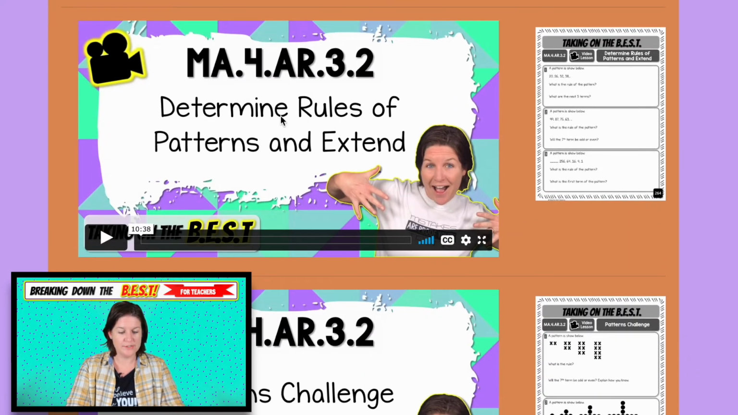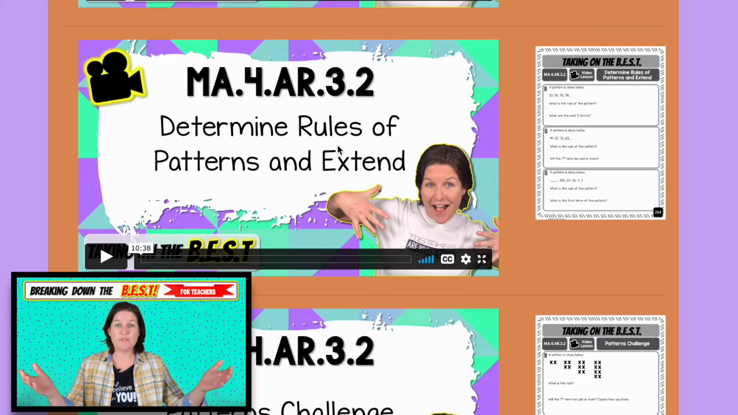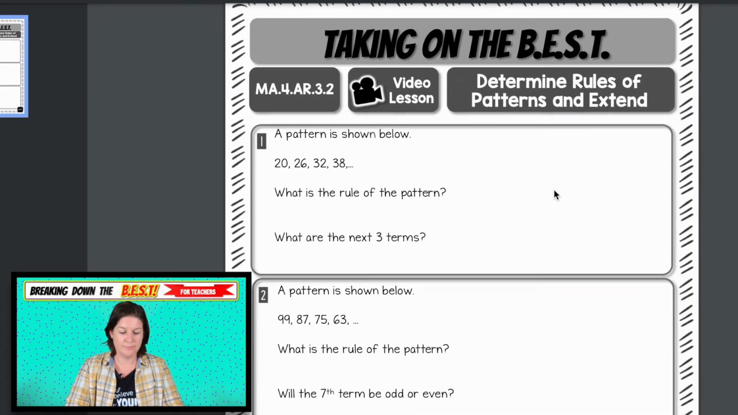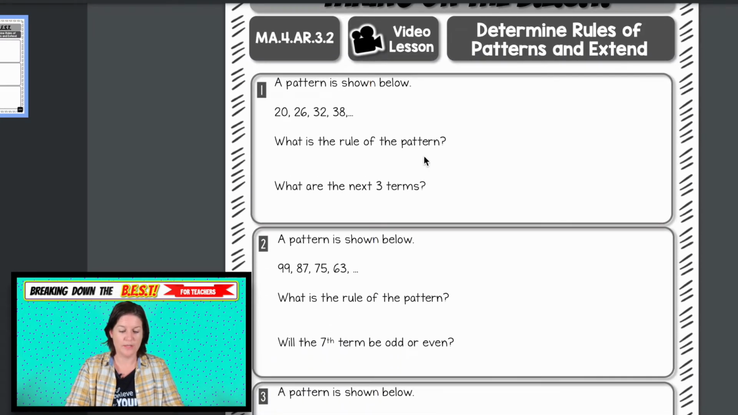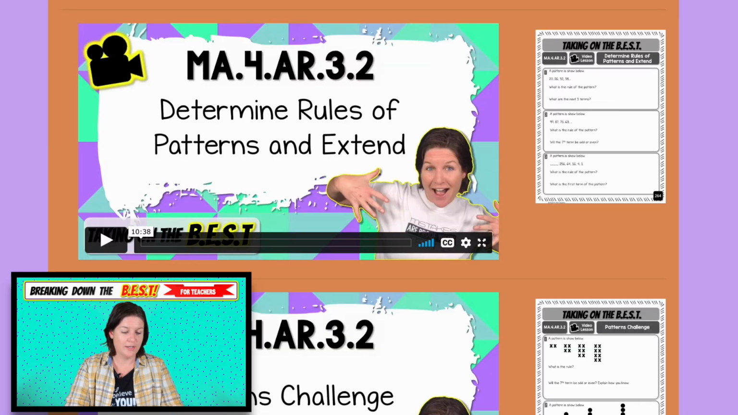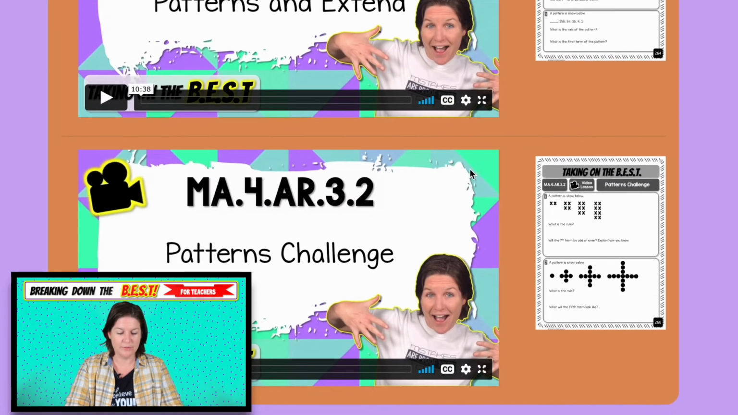Okay, this next video lesson for the bronze membership, which if you have the bronze, the silver, or the gold membership, you have access to these video lessons. You determine the rules of the pattern and extend. So a pattern shown, what is the rule of the pattern and what are the next 3 terms? Here, will the 7th term be odd or even? So they're extending and then asking a question about odd and even, what they learned about in 3rd grade.